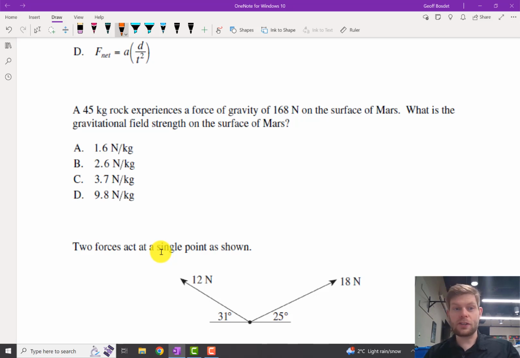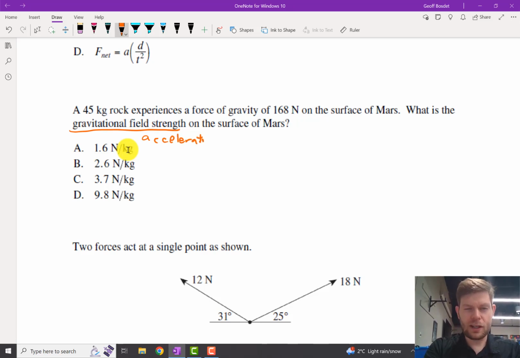We want to know gravitational field strength on the surface of the moon. Now, gravitational field strength is newtons per kilogram. It's also a fancy way of saying acceleration. It's kind of two sides of the same coin. Things accelerate at 9.8 meters per second squared on Earth because the Earth pulls with a gravitational field strength of 9.8 newtons on every kilogram of mass.